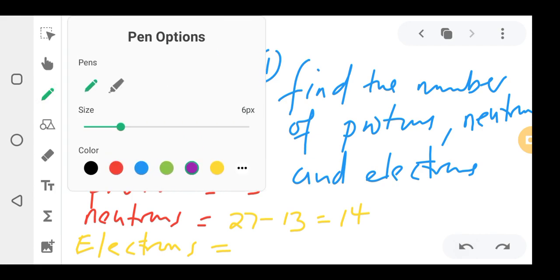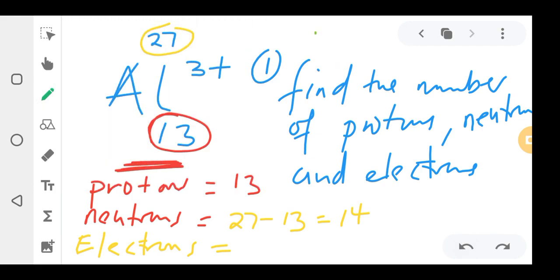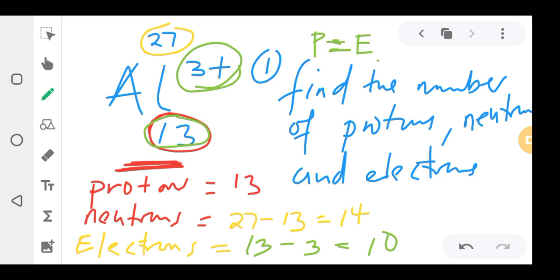Let me repeat what I was explaining. The number of protons is equal to the number of electrons. Protons is 13, meaning electrons is also 13, so I'll put 13 electrons. Now, because here it is plus 3, it means giving out 3. If it was minus, it means receiving 3. So from the 13, I removed 3, so it's going to be 10. I hope you have understood.